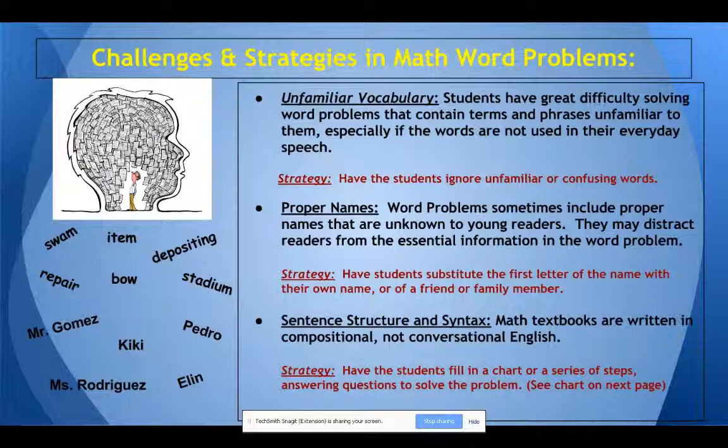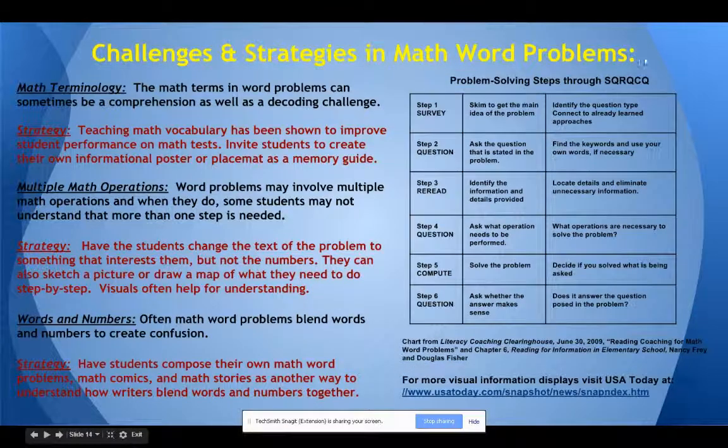And sentence structure and syntax. Math textbooks can be very confusing because they're written in compositional, not conversational English. So a strategy might be to have the students fill in a chart or a series of steps answering questions to solve the problem, which you'll see on the next page. There's a chart called an SQ, RQ, CQ. And basically that's an acronym for survey, question, reread, question, compute, and question again.